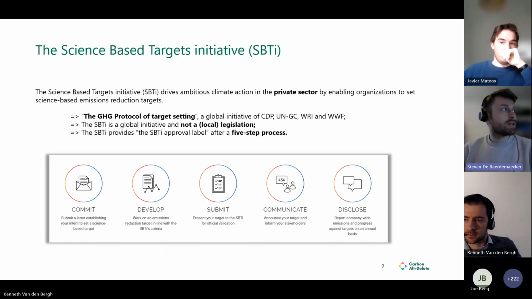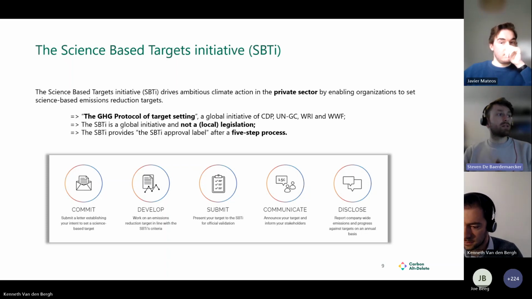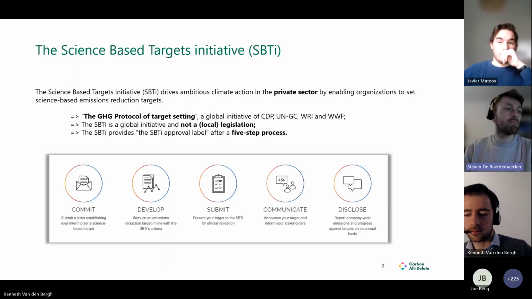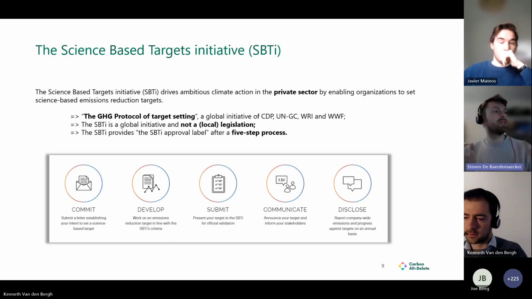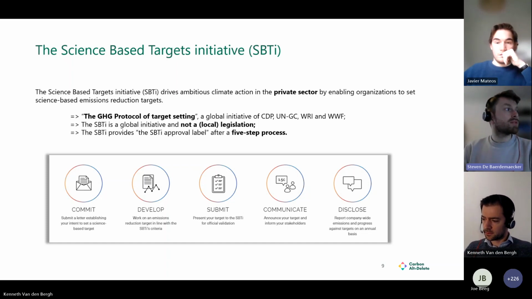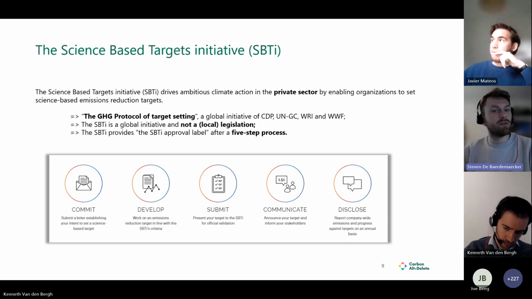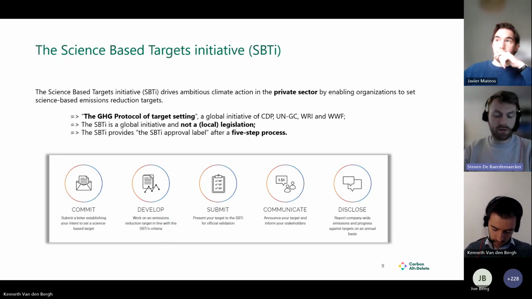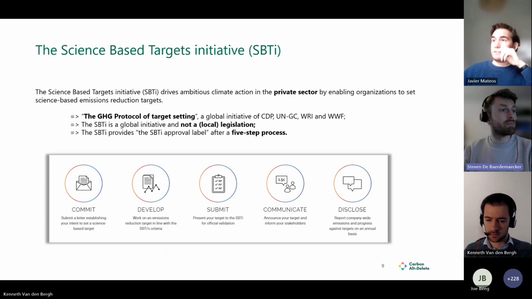First, some slides on the Science-Based Target Initiative. So the Science-Based Target Initiative drives ambition on climate action in the private sector. So it's only for companies, not for, let's say, governments, to set science-based emission reduction targets. So it was initiated in 2015, really to comply companies with the trajectory that governments were setting within the Paris Agreement. So that was the initial idea.